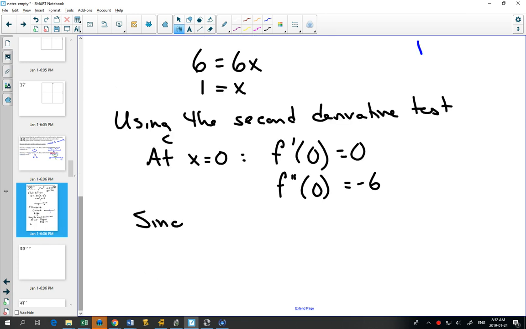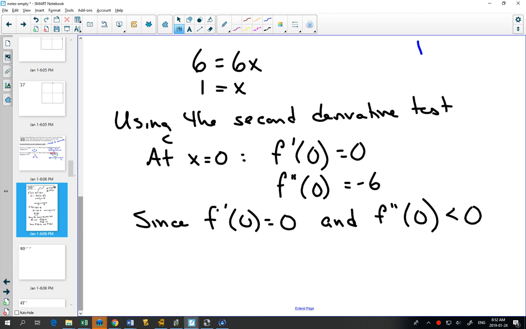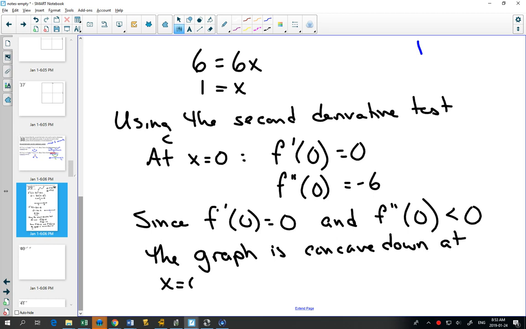So we can say, and this is a statement you would need for your second derivative test, since f prime of 0 is equal to 0 and f double prime of 0 is less than 0, the graph is concave down at x equals 0, and we have a maximum. That's the second derivative test.